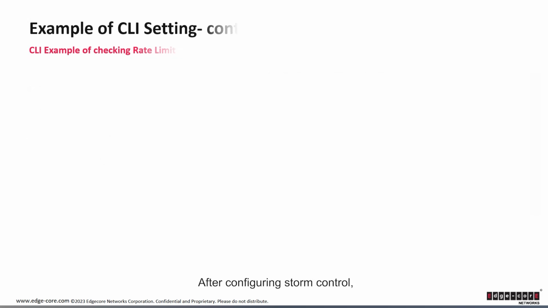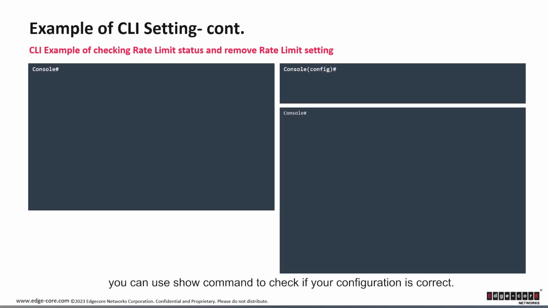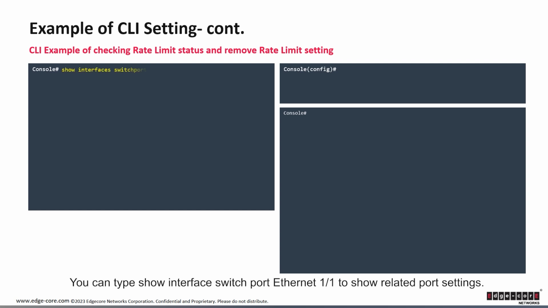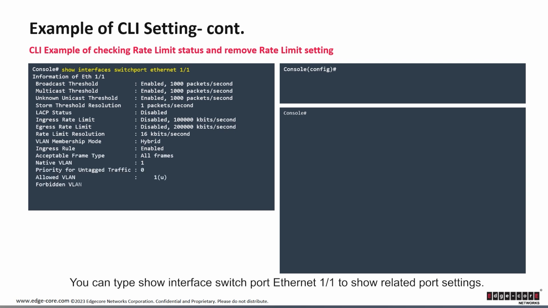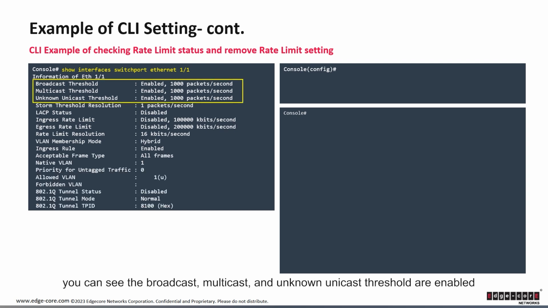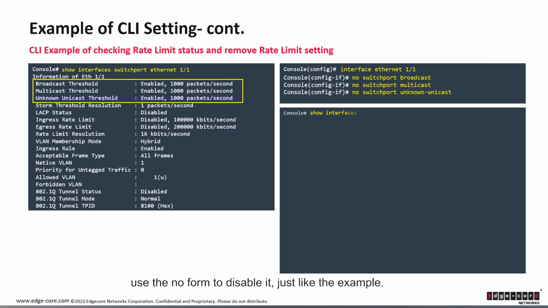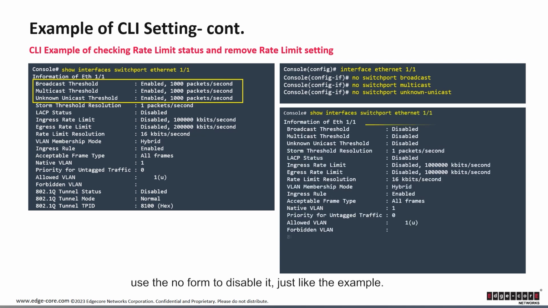After configuring storm control, you can use the show command to check if your configuration is correct. You can type show interface switchport Ethernet 1/1 to show related port settings. As a result, you can see the broadcast, multicast, and unknown unicast thresholds are enabled and the threshold is 1000 packets per second. When you want to remove storm control settings, use the no form to disable it, just like the example.